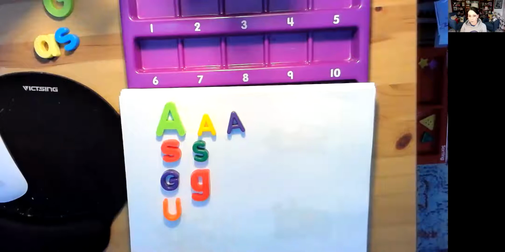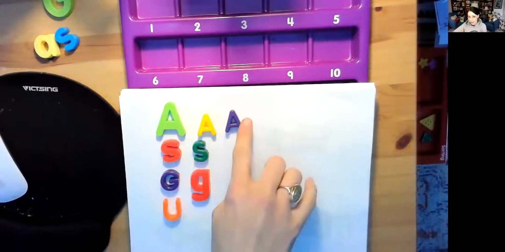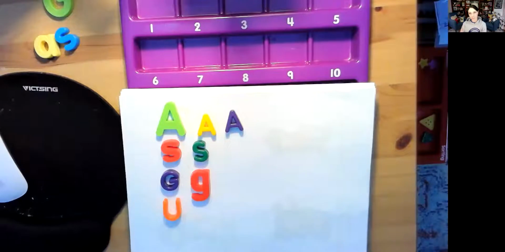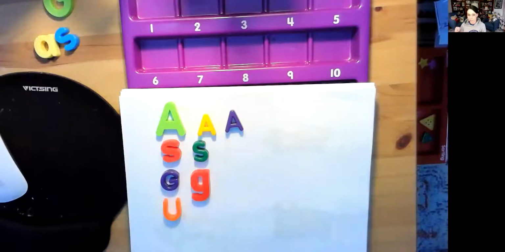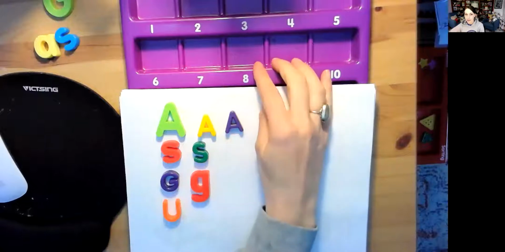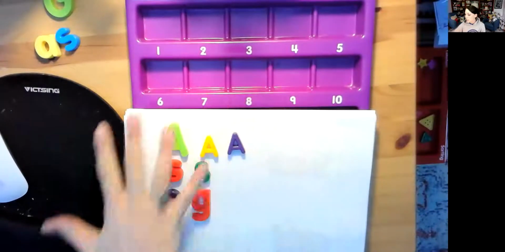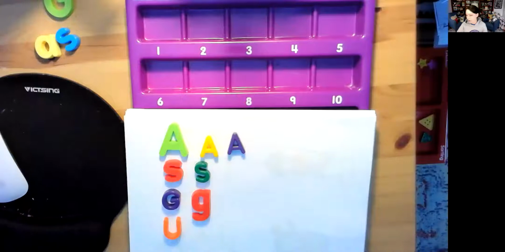Now we're ready to count them all. Which one do we have the most of? Which one is more? We have more A's. Which one do we have the smallest amount of? Did you say U? You're right. And these ones have the same number, 2 S's and 2 G's. That's in the middle.